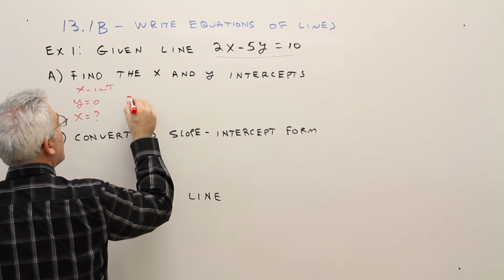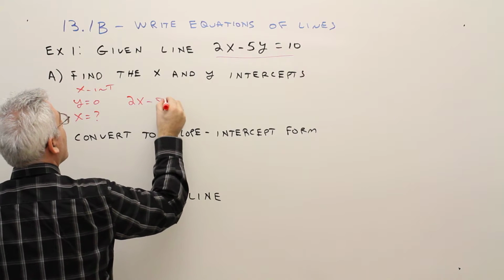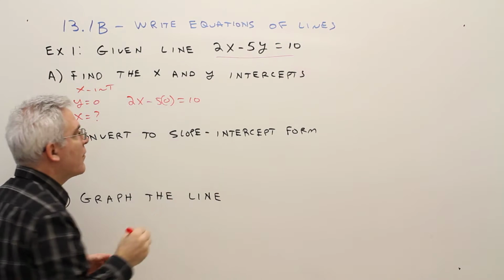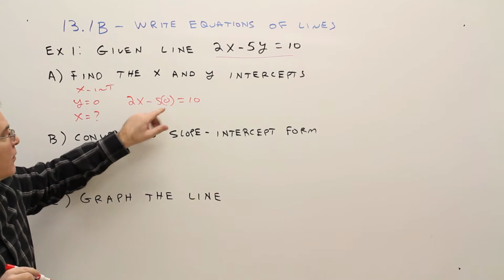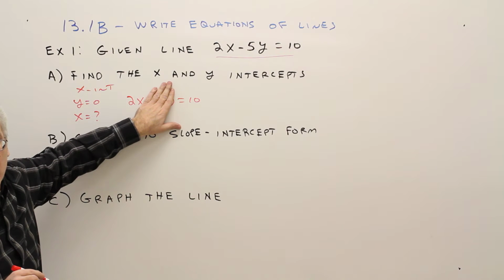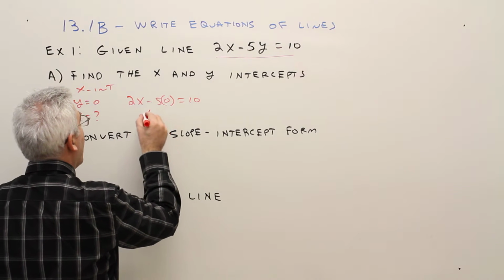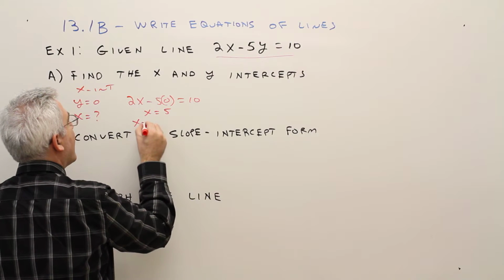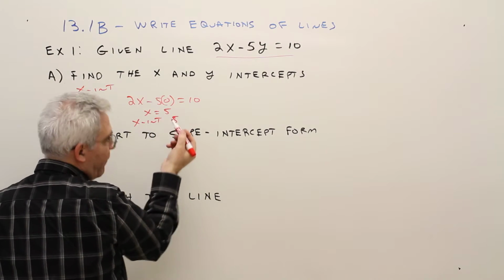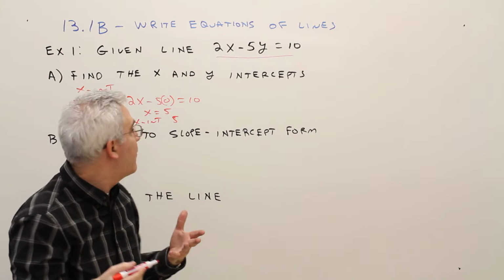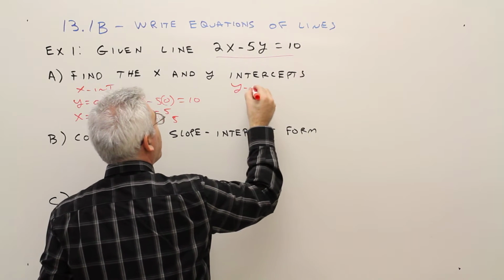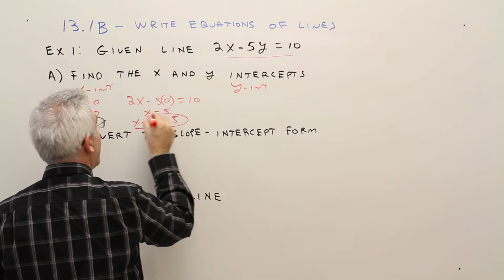It would be 2 times x minus 5 times 0 equals 10. 5 times 0 is 0. So it's really 2x equals 10, or x equals 5. So the x-intercept is 5, or if you want to write it as a point, (5, 0). So for the y-intercept, just circle that answer.